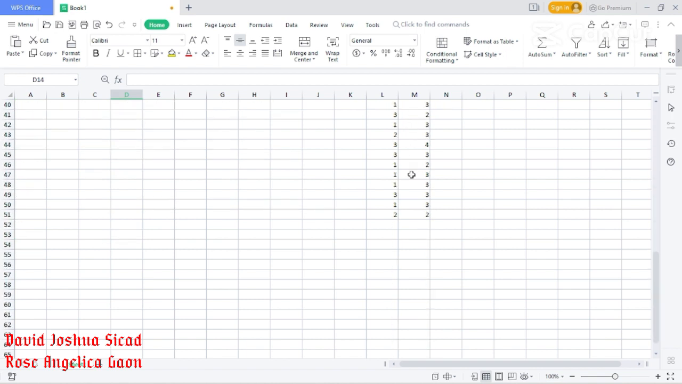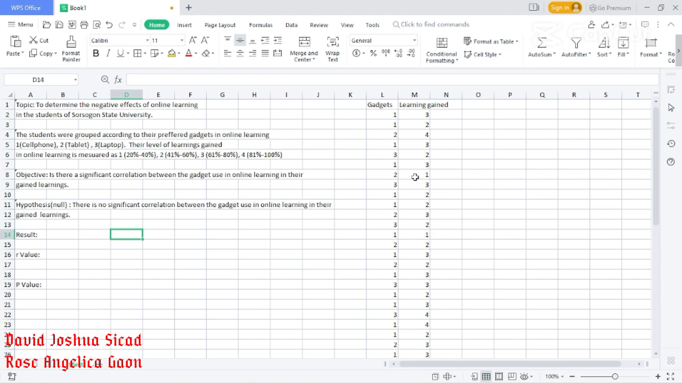So if we have 50 participants or observations, the hypothesis is stated as null: there is no significant correlation between the gadget used in online learning and their gained learning. So we will collect the result, the R value and the P value of these data sets.